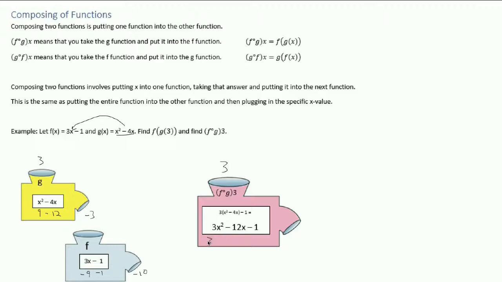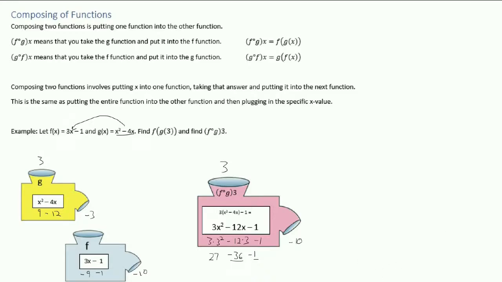So this is 3 times 3 squared minus 12 times 3 minus 1. So this is 3 times 9, which is 27. So we have 27 minus 36 minus 1. So we have these two negatives together make negative 37. 27 minus 37 is negative 10. And we get the same answer.